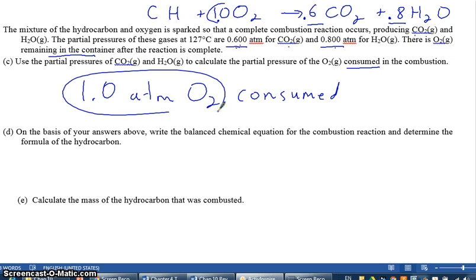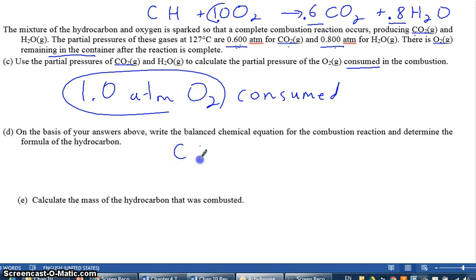So part D says, on the basis of your answer above, write the balanced chemical equation for the combustion reaction and determine the formula of the hydrocarbon. Look at that, we've almost done it. In fact, what's left is just to do something with the hydrocarbon. Now that's going to be a bit tricky. So let's just rewrite it.